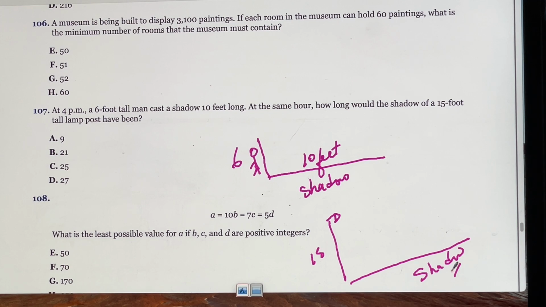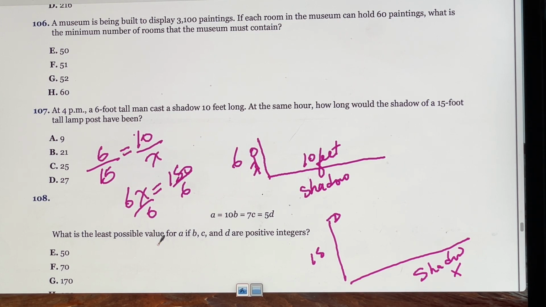We can call that x. So we can set a proportion, right? Similar. So we can say that the ratio of the man and the height of the lamp is equal to the shadow of the man, which we know is 10, to the shadow of the lamp post. Cross multiply, 6x equals 150. Divide both sides by 6. X equals 25.